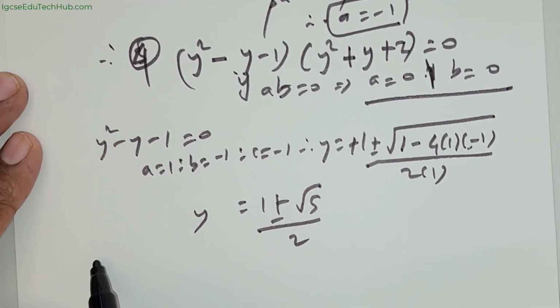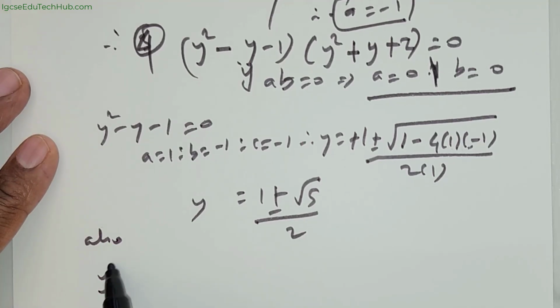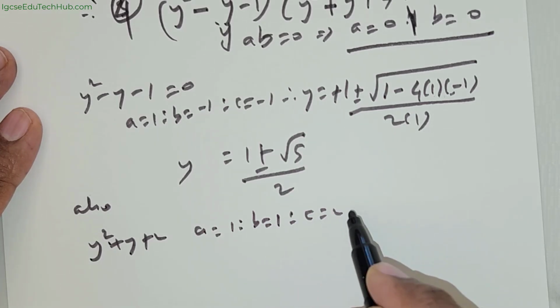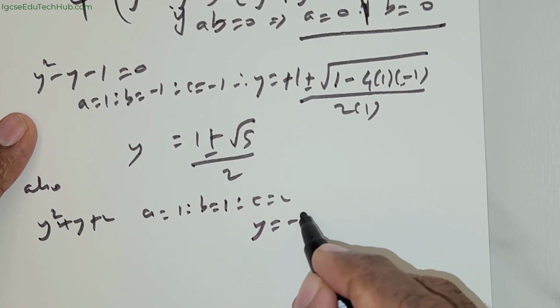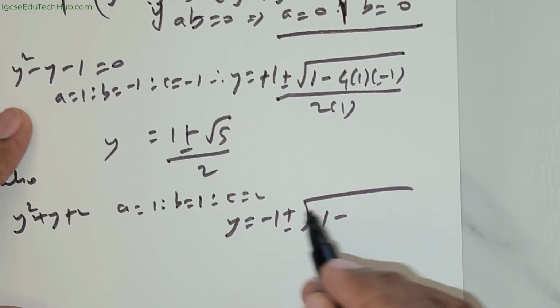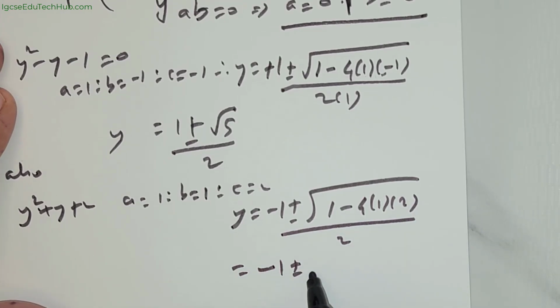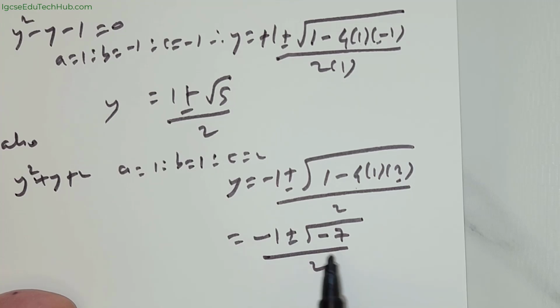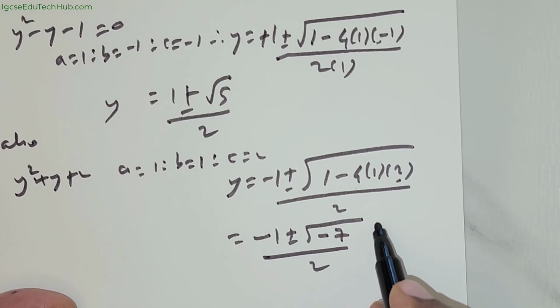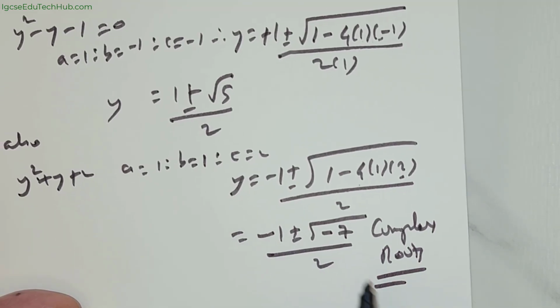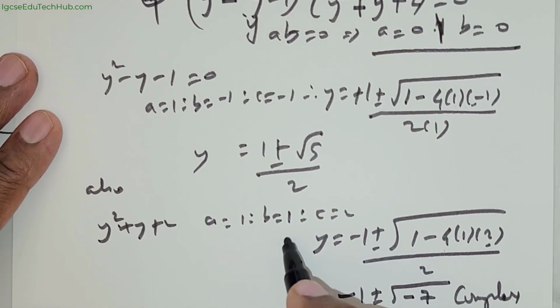This is my y. And also y² + y + 2: a is equal to 1, b is equal to 1 and c is equal to 2. So y is equal to −1 plus or minus root of 1 − 4 times a times 2, divided by 2. So this is going to be −1 plus or minus root of 1 − 8, which is −7, over 2. This is going to be complex. Okay, the roots are going to be complex roots. So we drop them and we only take this one.